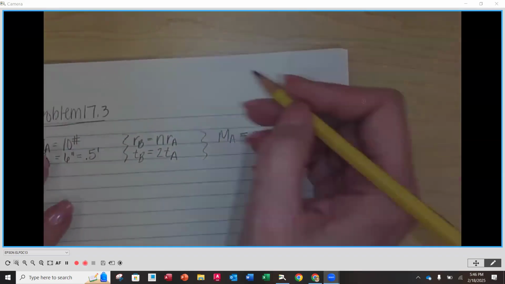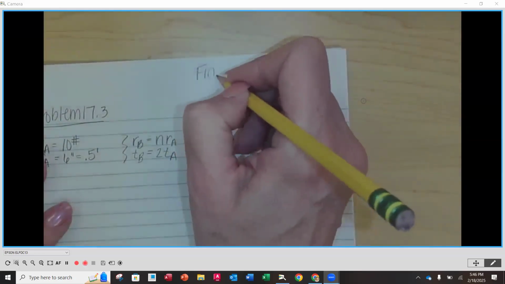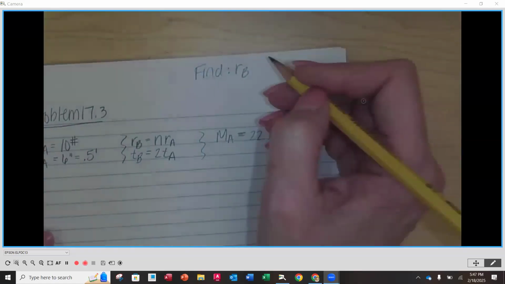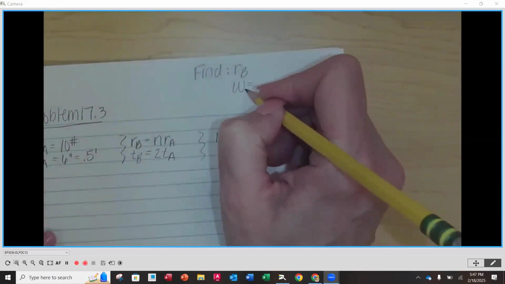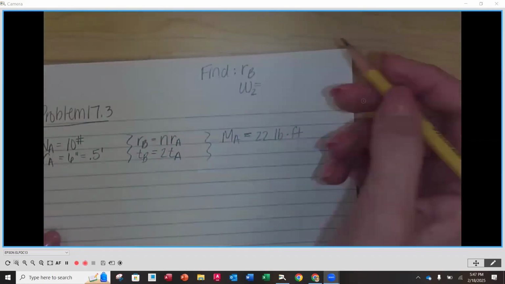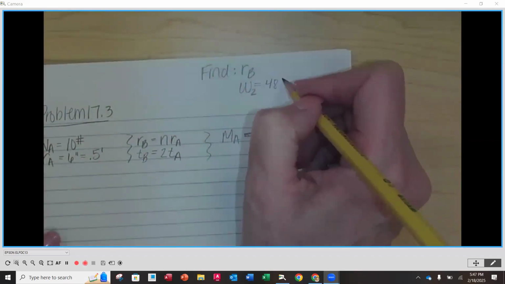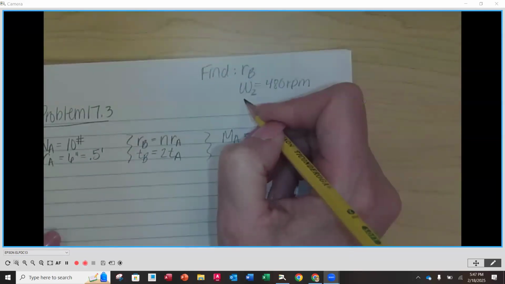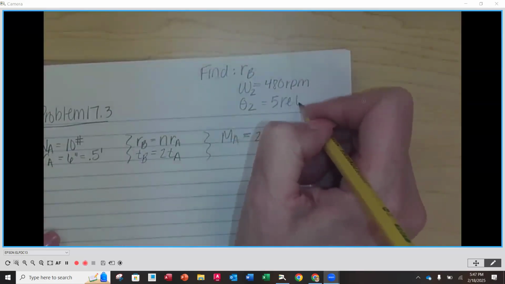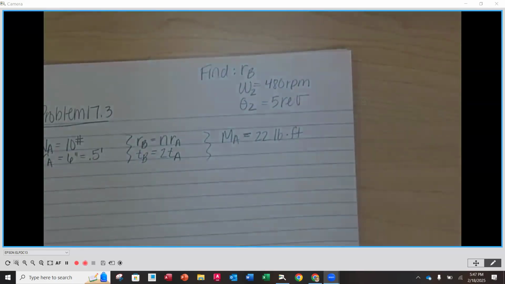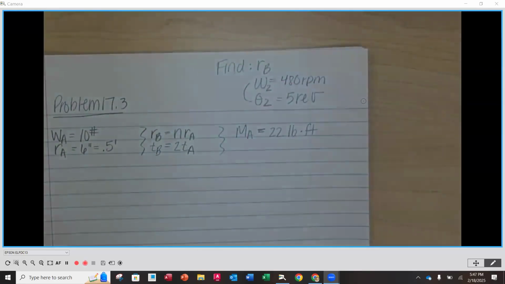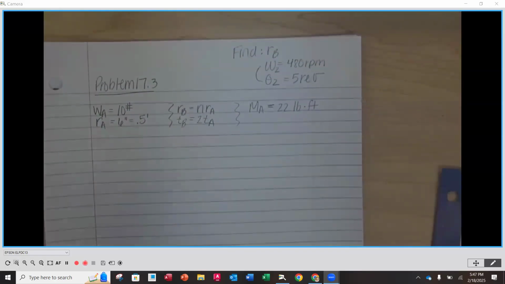Now, what we want to find, I'm going to put that in the upper right-hand corner then. We're going to find the radius of B, okay? When our angular velocity, I'm going to call it omega 2 because it's going to be once it speeds up, is 480 RPM and has rotated 5 revolutions. So that's going to be theta 2, if you would, okay? So these are the conditions for which we are going to determine that radius, okay?